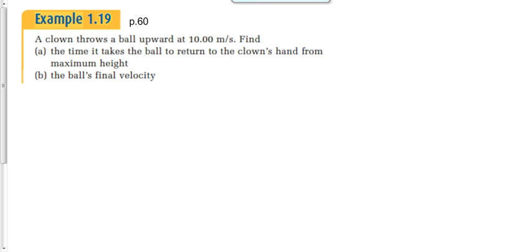So to return to his hand from maximum height. So we're analyzing the trip down then, right? The ball, oh no, wait, we're analyzing the whole thing, right? No. To return to the clown's hand from the max height. So max height up here, ball falls down to the clown's hand. How long does it take? And what's the ball's final velocity there? Final velocity is 0? No, okay. So final velocity during the fall is not 0. Remember we did our demonstration with the hole puncher, right? Read between the lines.